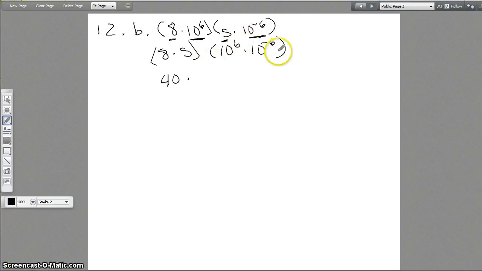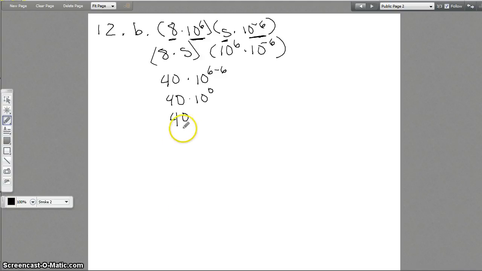10 to the 6 times 10 to the minus 6. We're multiplying numbers with exponents. That means we add our exponents. So we have times 10 to the 6 minus 6 because we are adding 6 and negative 6. So this is 40 times 10 to the 0, and that's just 40. But that's not scientific notation.